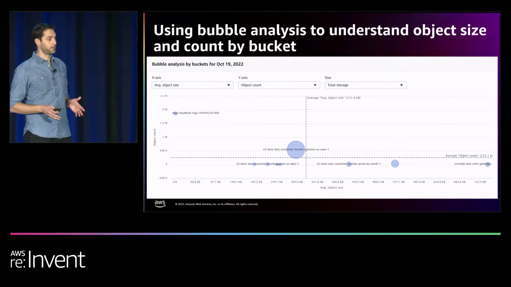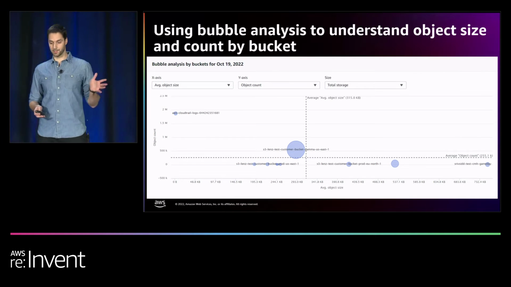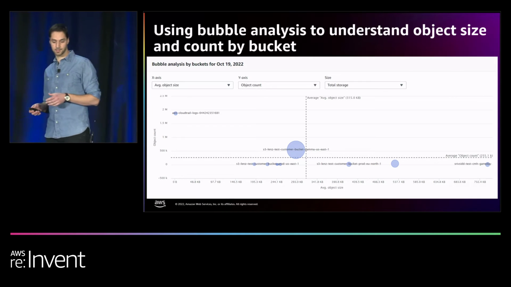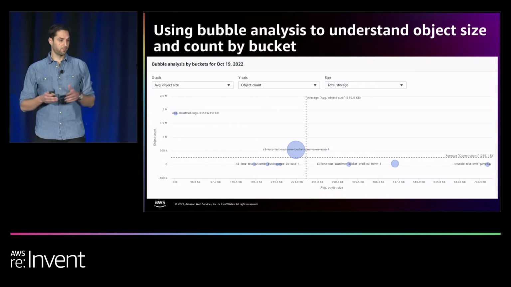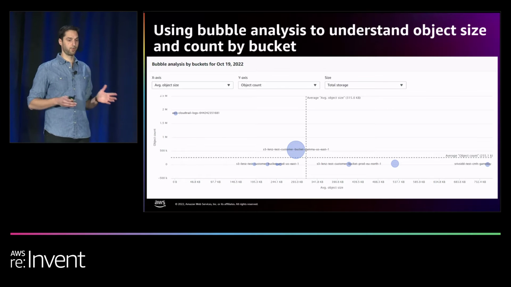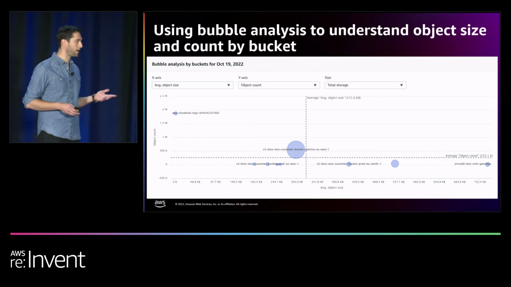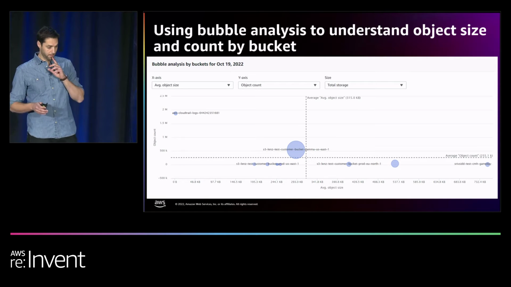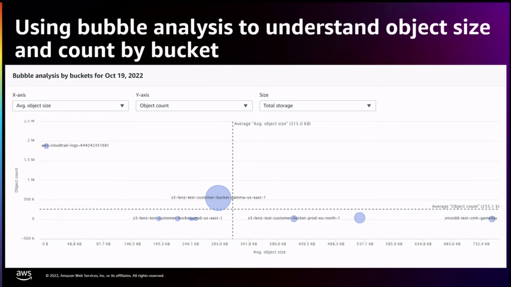Another example I really like in Storage Lens is using the bubble analysis. The bubble analysis enables me to plot any of my buckets on multiple dimensions, using any three metrics to represent the x-axis, the y-axis, and the bubble size. In this example, I want to get a better understanding of how object size and object count are distributed across my buckets. So I set up my average object size for the x-axis, my object count for the y-axis, and total storage as the size dimension. And this is the view I get.